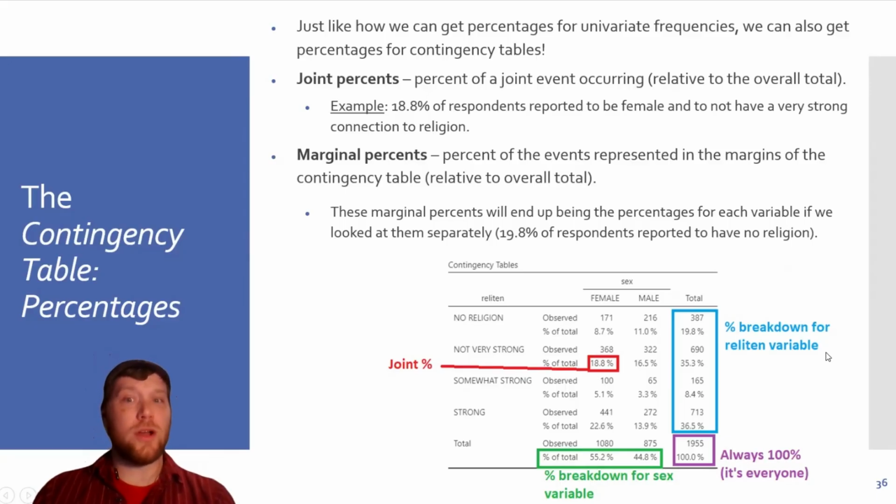Looking at these percentages, we can see that roughly 19% of everybody responded as having no religious background. For males, it looks like 44.8% of individuals identified as male on our GSS survey for the sex variable.